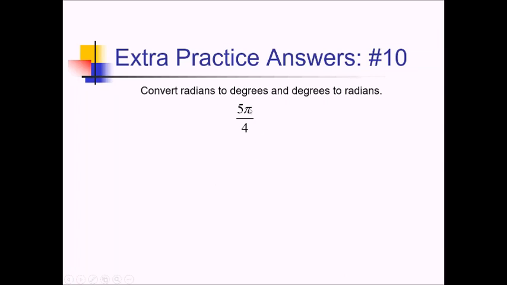For this one, trying to convert 5 pi over 4 radians into degrees. And I know it's not degrees already because there's no degree symbol.